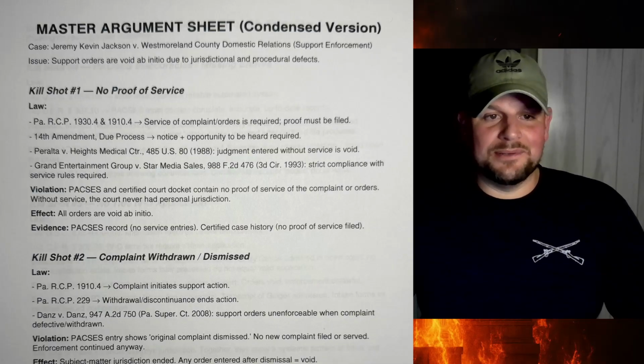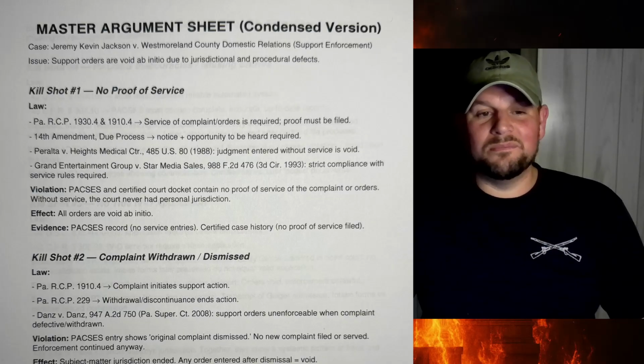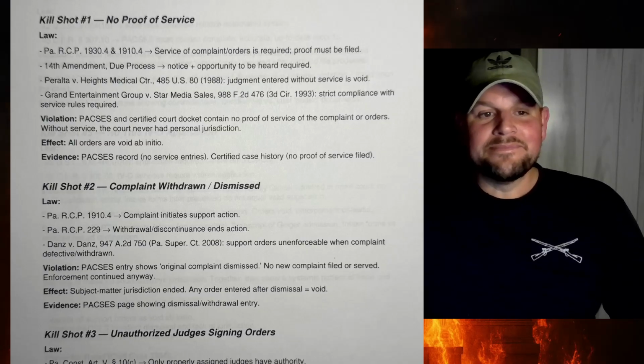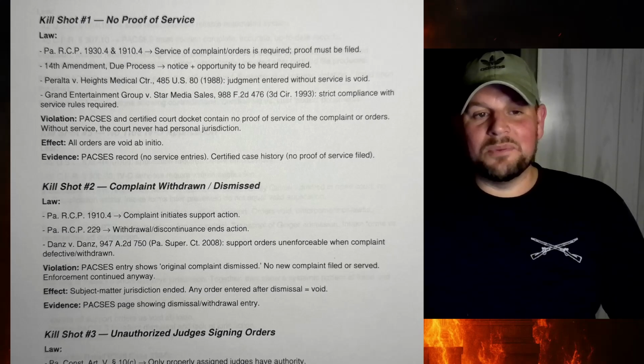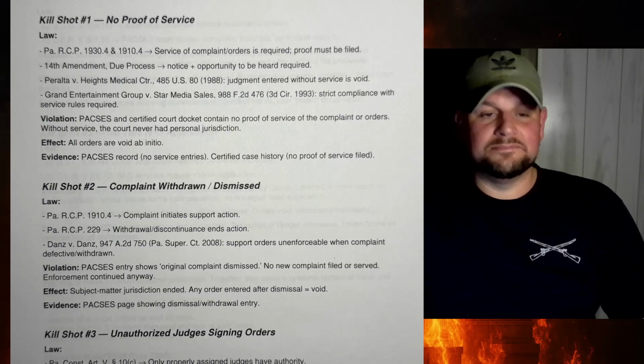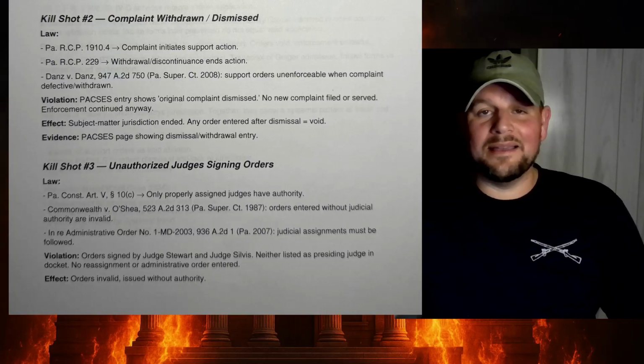That's what I got. So, no proof of service. This right here shows you all the laws, all the case laws that back it, of what happens if there's no proof of service on a docket, like a court case history record or the PACSES record. The effect of not having proof of service: all orders are void ab initio, from the beginning. Evidence I have: PACSES record, no service entries. Certified case history report from the court, no proof of service filed. That's kind of hard to fight whenever it's documented in black and white, and I have those too.